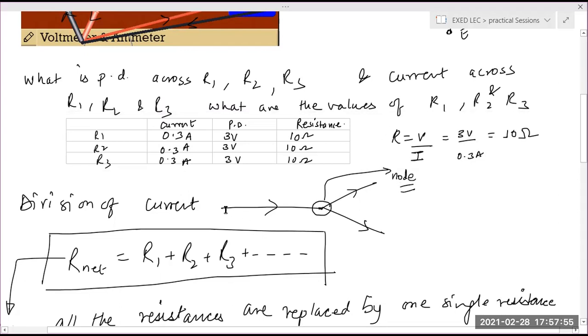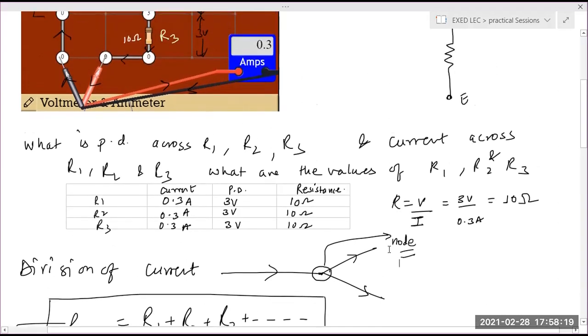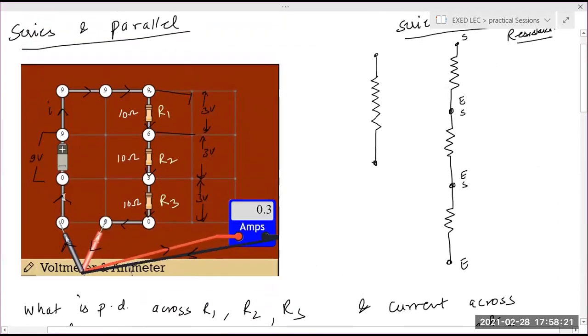What is a node? Suppose there's a wire, and from this wire two more wires are connected. You see one wire, and if you tie two more wires to it, this point becomes a node, and from this point current can divide. Very simple to understand. So in this circuit, which is a series combination, there is no node at all, so current cannot divide. Remember this.